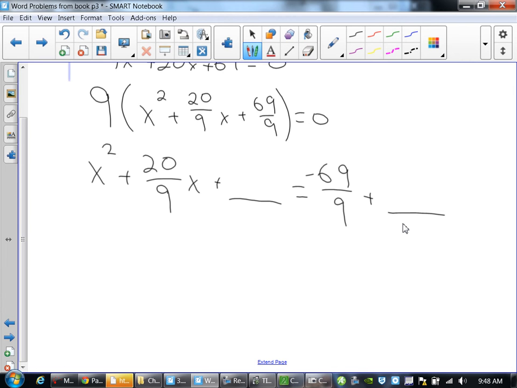All right, so we take 20 over 9, and we're gonna take half of it. Half of 20 over 9 is 10 over 9. So in my term, it's gonna be x plus 10 over 9, quantity squared. When I square 10 over 9, I get 100 over 81, because you square the top, square the bottom. Add that to the other side.